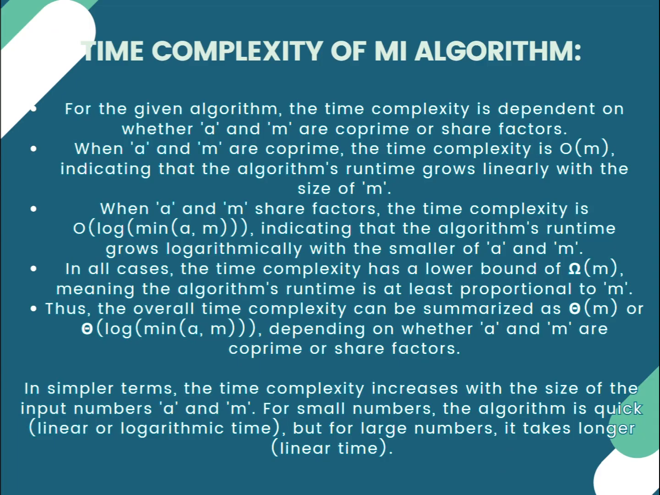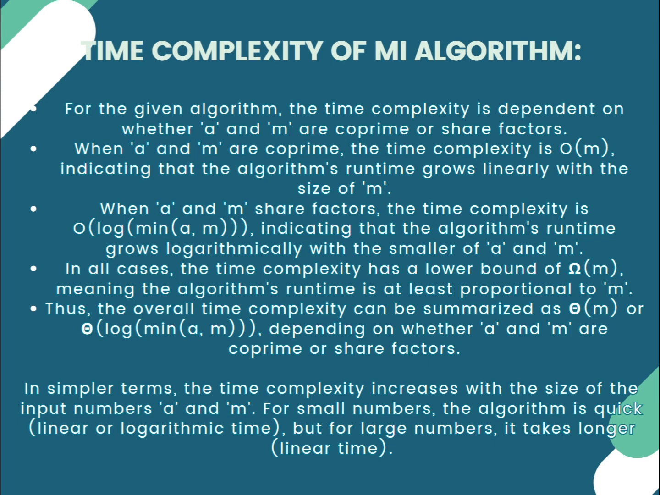The time complexity of the MI algorithm depends on whether A and M are co-prime or share factors. When they are co-prime, the time complexity is big O of M, indicating that the runtime grows linearly with the size of M. When they share factors, it is O of log of the minimum of A and M, indicating that it grows logarithmically with the smaller of A and M.